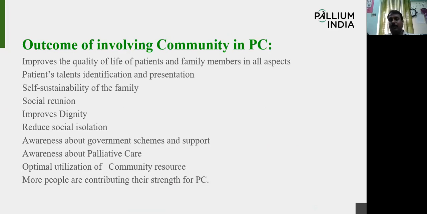The outcome of involving the community in palliative care especially improves the quality of life of patients and family members in all aspects. As I have told, whenever and wherever we engage the community, they will be getting physical relief, social relief, or psychological relief. Or whenever they have some spiritual issues, they will be getting a solution for those issues with the support of the community.